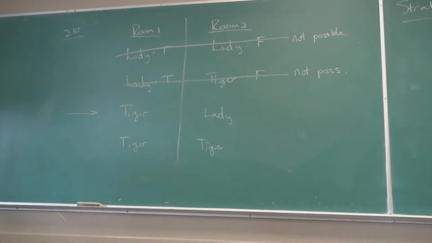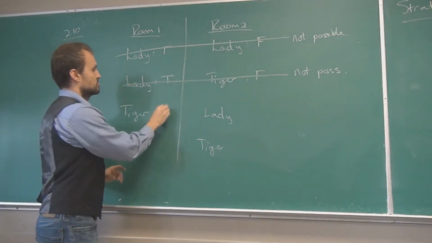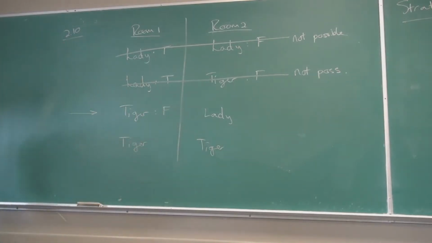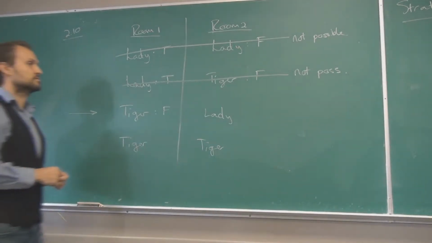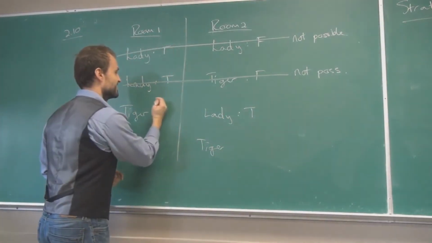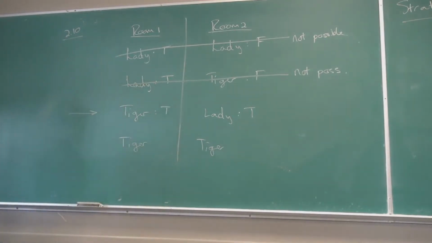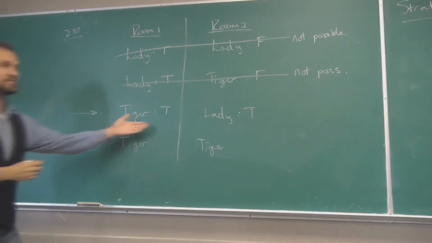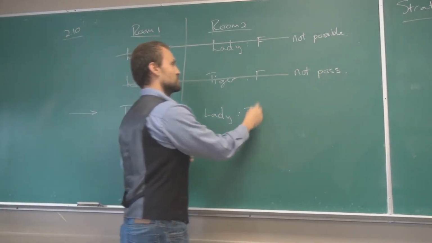Now I consider the third possibility, tiger lady. See what happens to each door, or what they say. Door 1, at least one of these rooms contains a lady. True or false? True. There's one or more ladies. Door 2, a tiger is in the other room. Oh, did I say false here? Sorry. That's a true, right? At least one of these rooms contains a lady. That's true. Tigers in the other room, that's true as well.